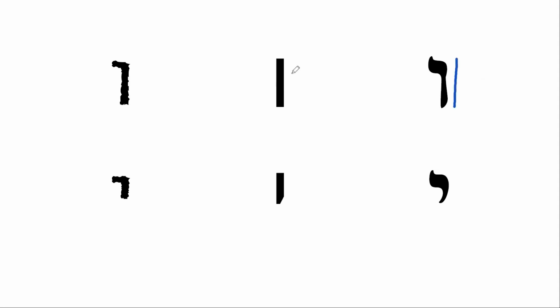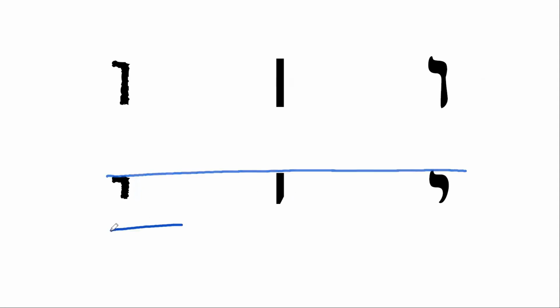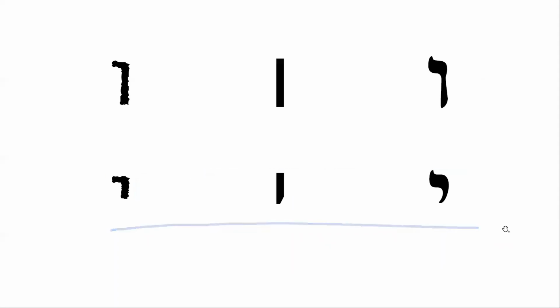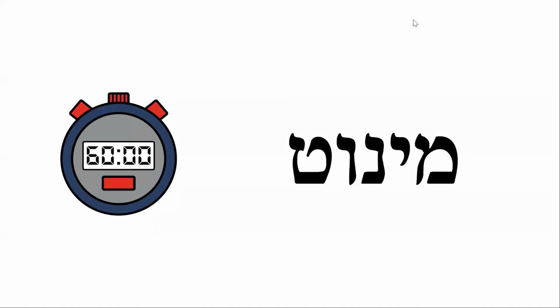Vav is a straight line of, let's say, a normal height, and Yod is much smaller and it is high on the line. Here in the word minut, meaning minute, we see small Yod and Vav of a normal height.